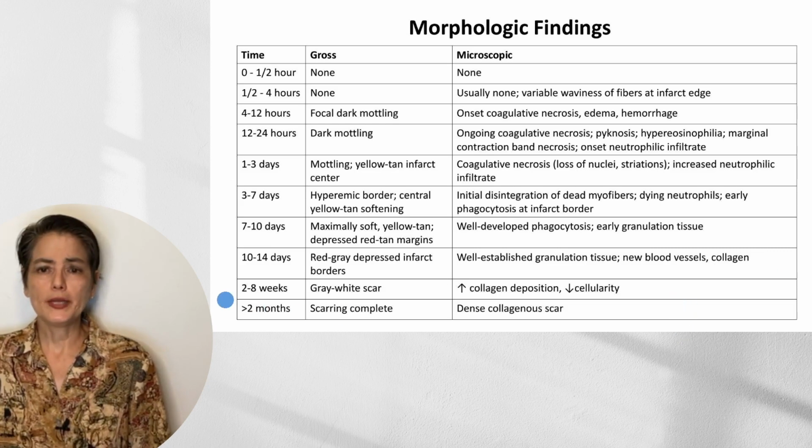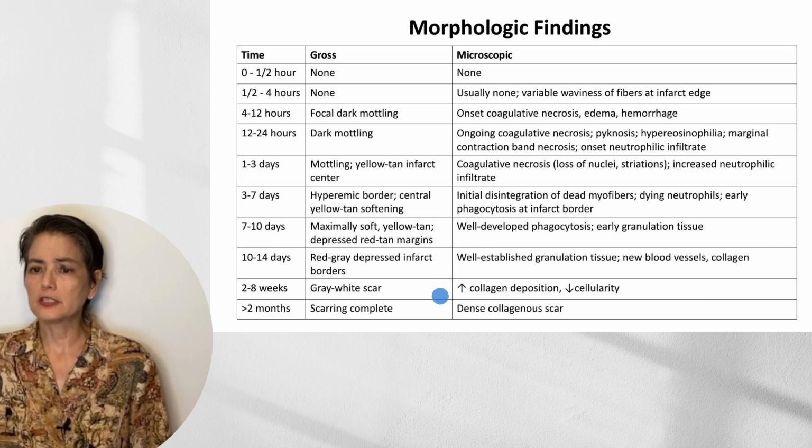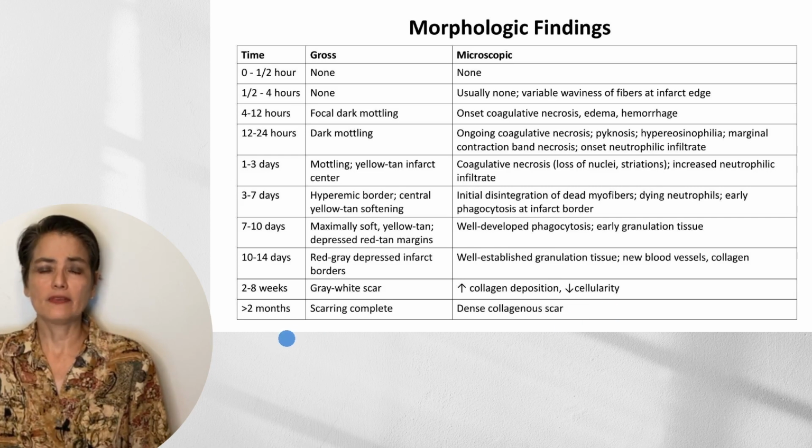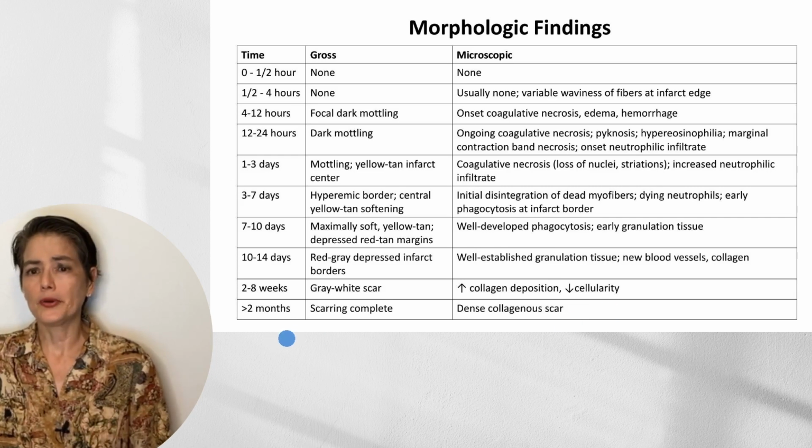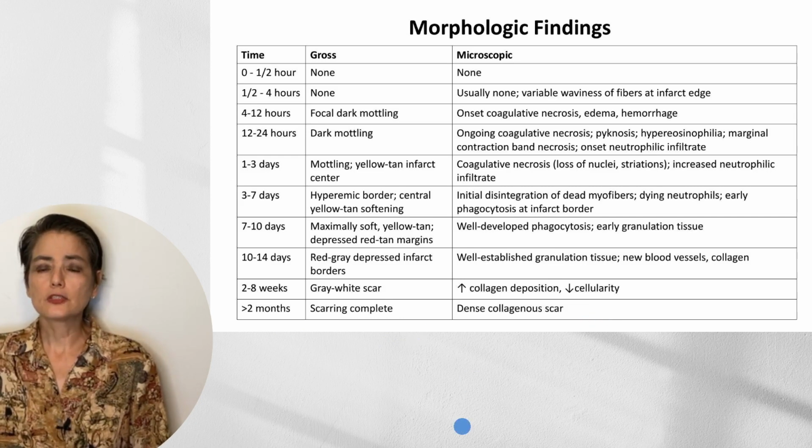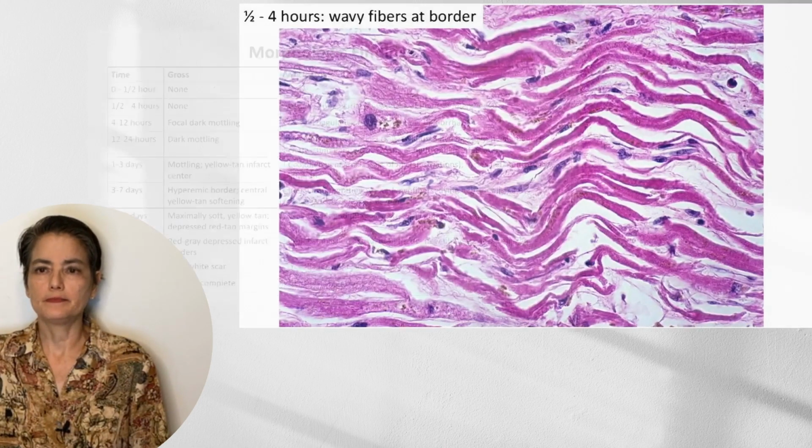Over the next 2 weeks to 2 months, grossly we're going to see a gray-white scar, and we're going to see increased collagen deposition and increased cellularity. And finally, after we're 2 months out, when it's considered a remote infarct, the scarring will be complete, and histologically we're just going to see a dense collagen scar. So let's look through at how the histologic features evolve over time.